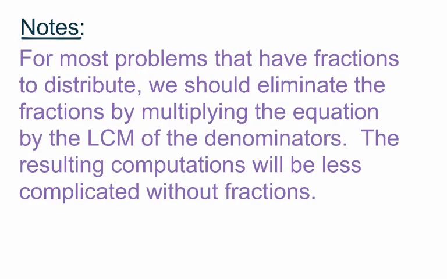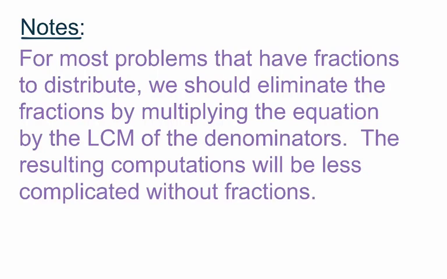So our first note says this: for most problems that have fractions to distribute, so we've been going over distribution, we did that in 7.3a, the numbers that we've been distributing so far have been whole numbers. Okay, but if there was a fraction that you were supposed to distribute, we should eliminate the fractions by multiplying the equation by the least common multiple of the denominators. For some reason, my HRW refers to them as LCD, and I don't know what that stands for, but we're going to use LCM for least common multiple. So we want to multiply the equation by the least common multiple of the denominators.